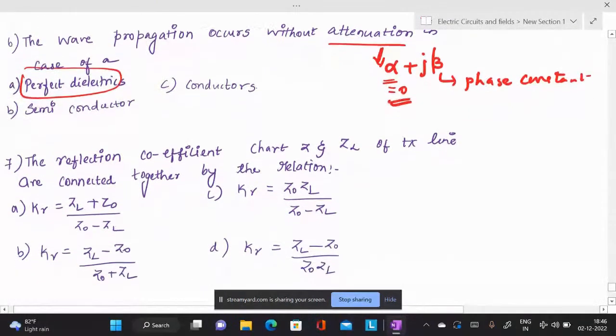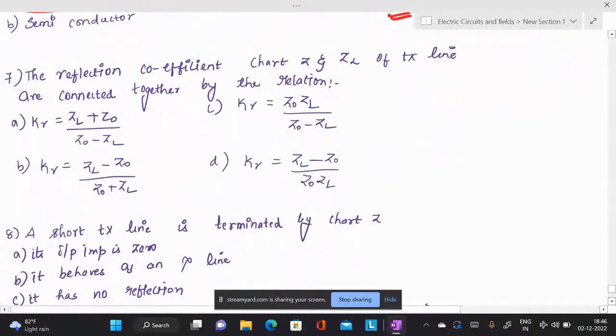சரிங்களா? Okay. Next, seventh problem. The reflection coefficient of chart impedance and load impedance of transmission line are connected together by the relation. So I think already நான் இதை stress பண்ணியிருப்பேன்னு நினைக்கிறேன். As I said earlier, we have a reflection coefficient and transmission coefficient.